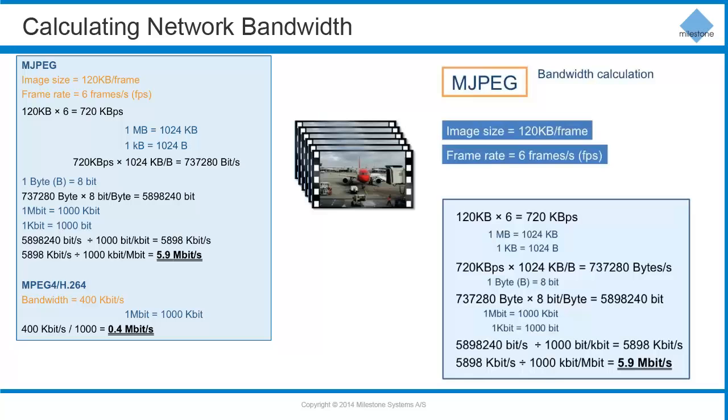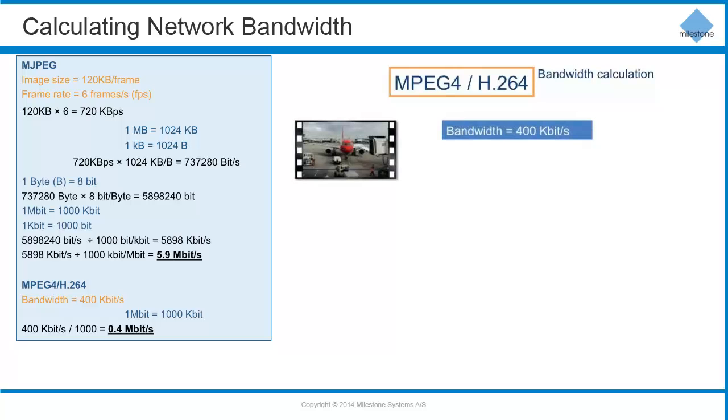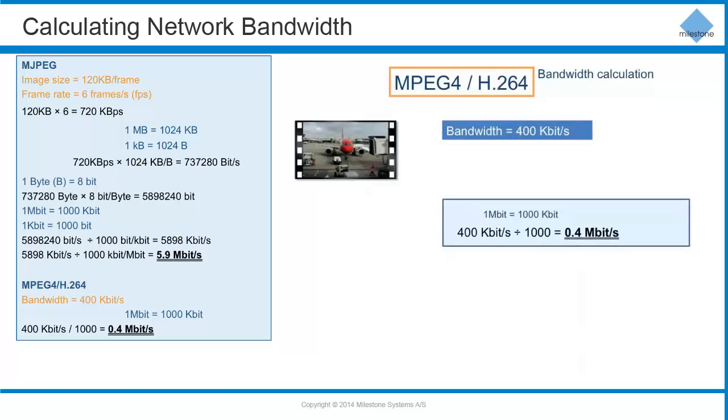When using H.264 or MPEG-4 for video streaming, the calculation is simplified. In this example, we simply need the bit rate, which is a value that can be obtained either from the camera manufacturer directly or within Milestone software. This number is also typically represented in kilobits per second, and we can quickly convert that to megabits by dividing by 1,000, which gives us a final bandwidth throughput requirement for this camera of 0.4 megabits per second.